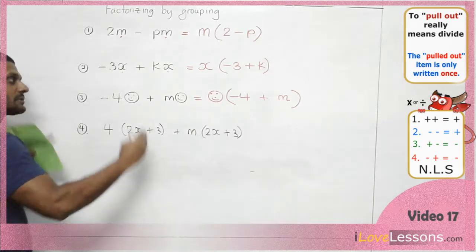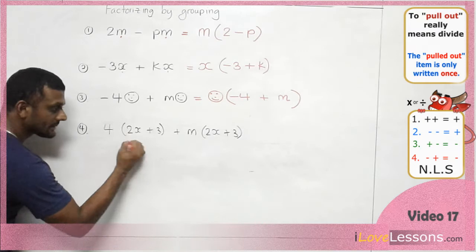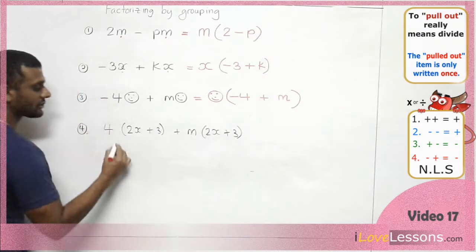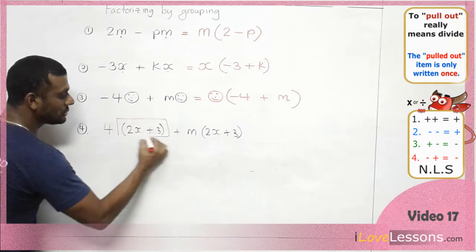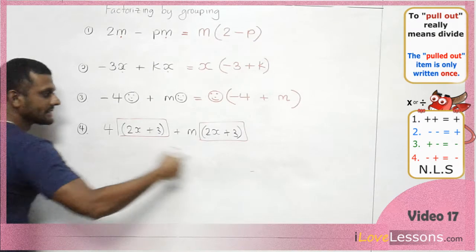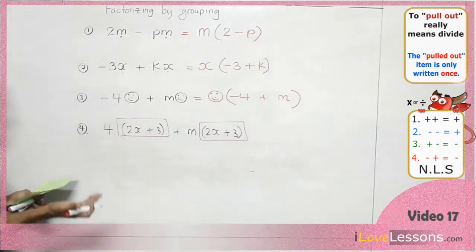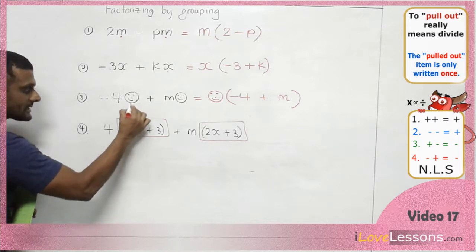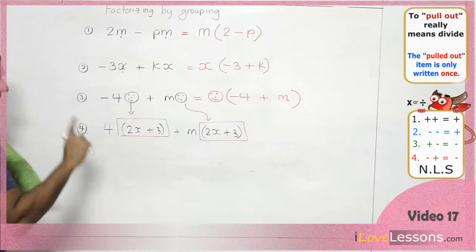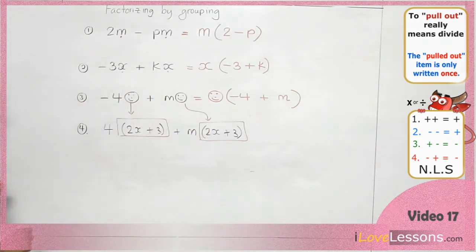Now look at number 4. Number 4 looks more complicated than the rest. However, if you notice, there's a 2x plus 3 here and there's a 2x plus 3 here. There are two same items. Now, if this was a smiley face and this was a smiley face, you would pull out the smiley face. Instead of a smiley face, we just have 2x plus 3. And a key thing to remember is when you pull out something, you only write it once.